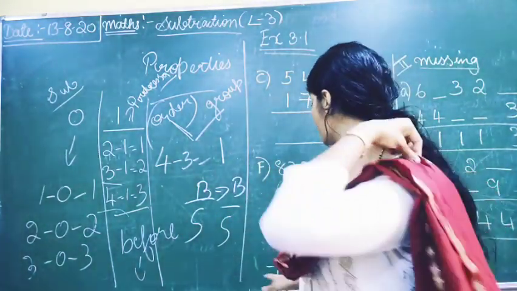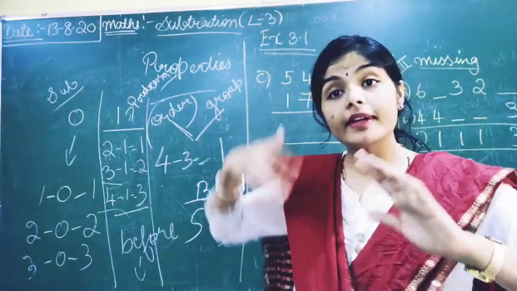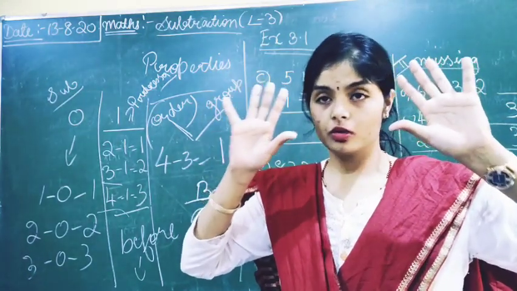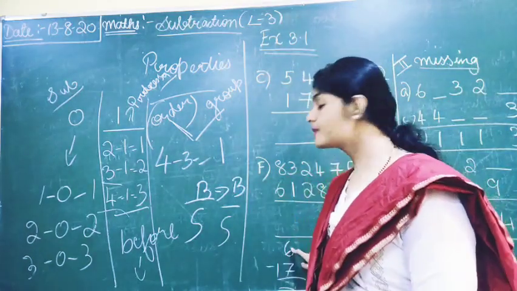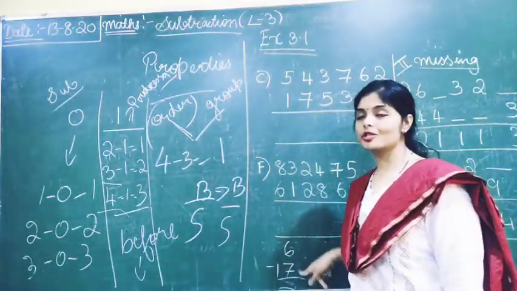Correct? No. Now you have 6 and 17. Can you subtract 17 by 6? Do you have 17 fingers? No, children, but you have 6 fingers, right? So, always the smaller digit should come down and the top digit should go top.